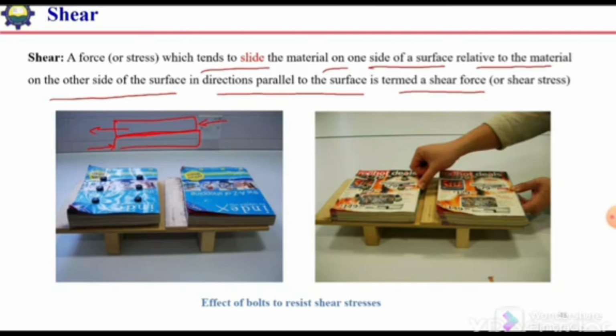If there is no resistance between these two surfaces, we can easily move the upper surface over the lower surface. We can slide it.